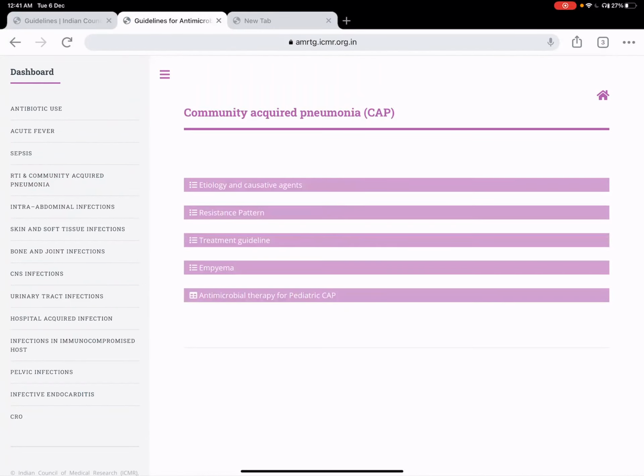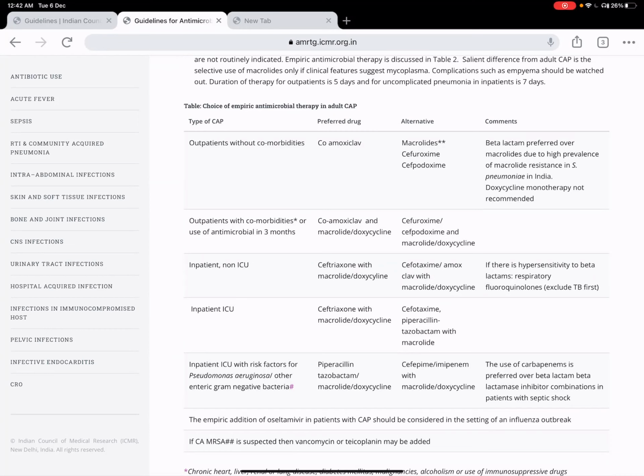Macrolides cover atypical organisms and the gram-positive organisms. Cefuroxime is a second generation cephalosporin which can be used for the same reason. But in India, compared to macrolides, doxycycline resistance is there, so we give macrolide. Okay. Next, outpatient with comorbidities, give both coamoxiclav plus macrolide or coamoxiclav plus doxycycline. Instead of coamoxiclav, we can give cefuroxime also. This is clear, right?